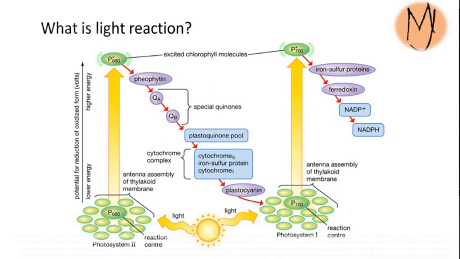A part of the energy released from the chlorophyll is used in splitting up the water molecule into hydrogen and oxygen. Hydrogen combines with a coenzyme, NADP, present in the chloroplast to give NADPH. And oxygen is released as a secondary product.